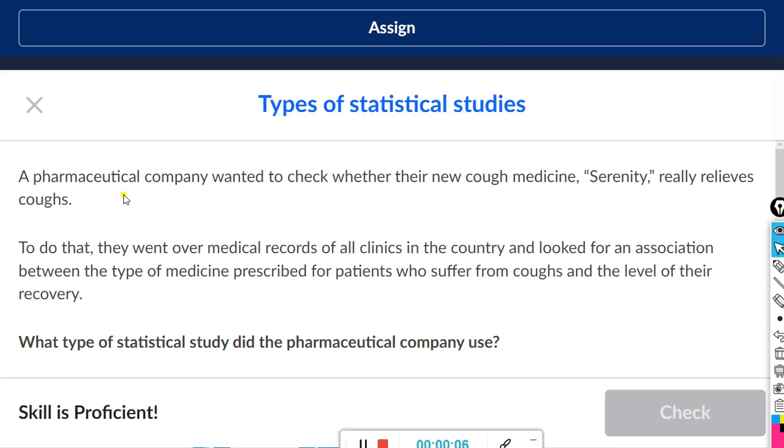A pharmaceutical company wanted to check whether their new cough medicine, Serenity, really relieves coughs. To do that, they went over medical records of all clinics in the country and looked for an association between the type of medicine prescribed for patients who suffer from coughs and the level of their recovery. Which type of statistical study did the pharmaceutical company use?